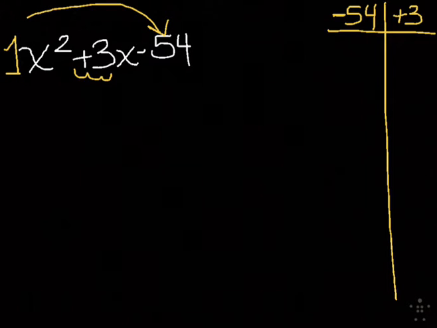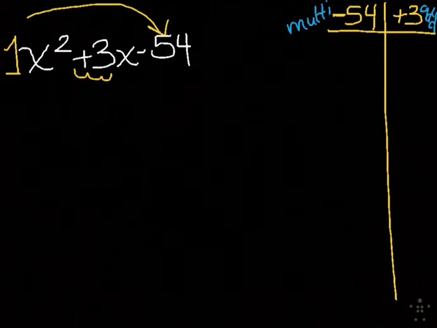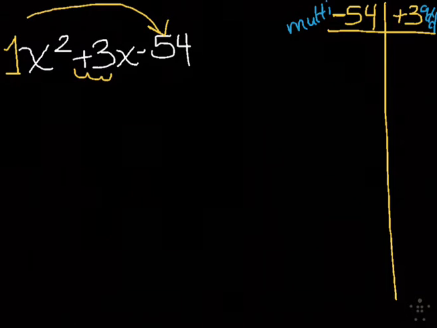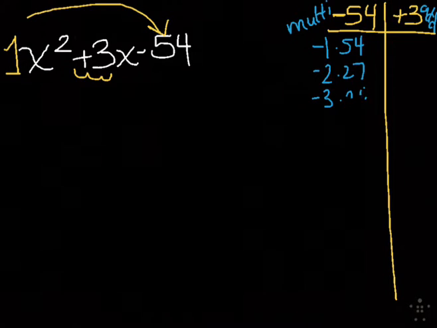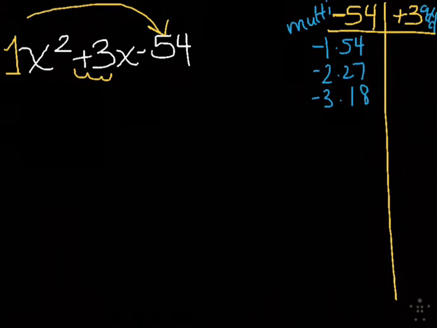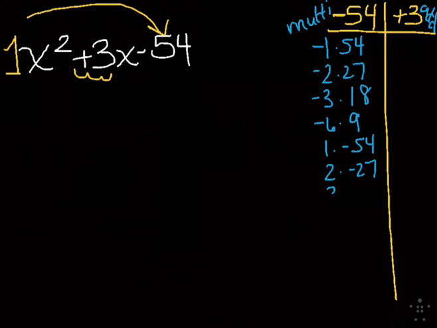So I'm looking for numbers that when I multiply them, I get negative 54, and they add to give me positive 3. What multiplies to negative 54? Well, negative 1 times 54, negative 2 times 27, negative 3 times, I'm sorry, 18, not 24, 18. 4 doesn't work, 5 doesn't work. Negative 6 times 9. And then I just reverse now. So 1 times negative 54, 2 times negative 27, 3 times negative 18, 6 times negative 9.